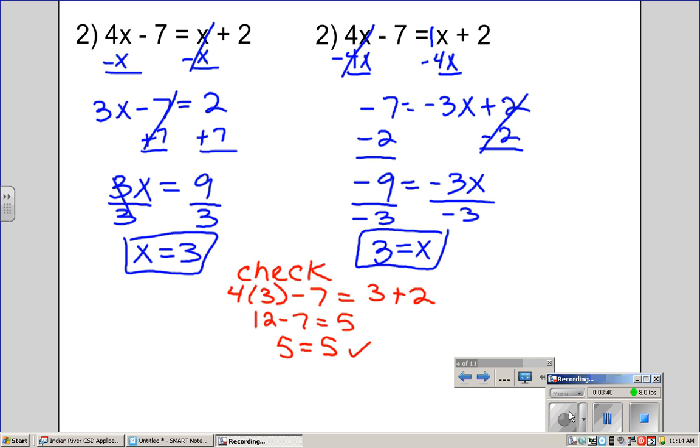The last thing you need to do is check. So you're going to plug 3 in for x. There are 2 x's, so you're going to plug them in twice. Simplify both sides, you get 5 equal to 5.